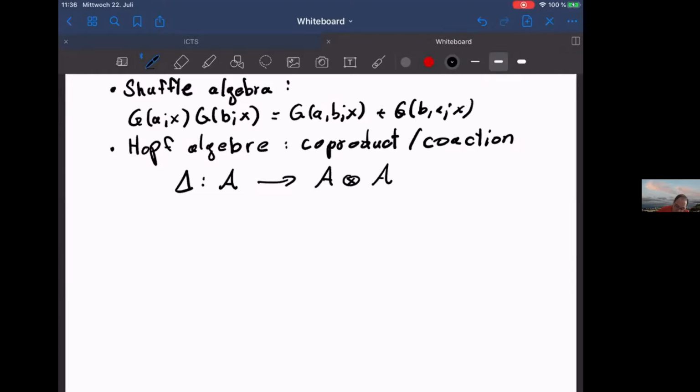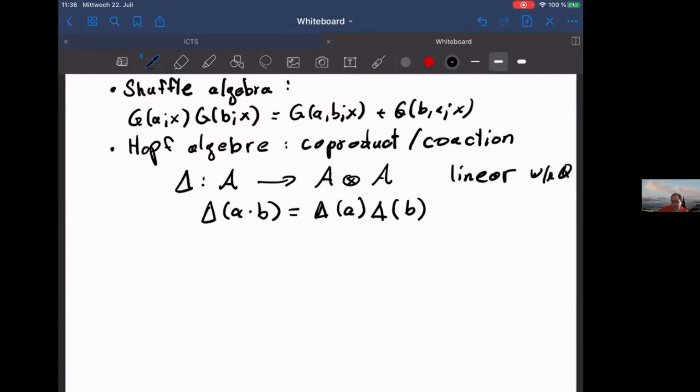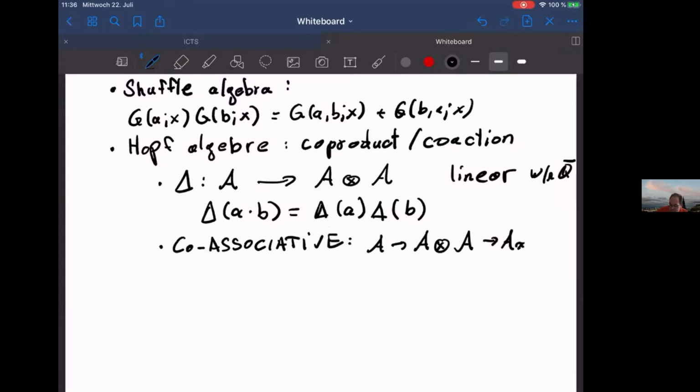We looked at some examples. There are in particular the following properties: it is linear with respect to Q, or algebraic numbers, Q bar. And it maps a product into the product of the tensors. And we also said it's co-associative, which means that you first split things into 2, but then you can split things into 3, and so on. And this iteration is unique.